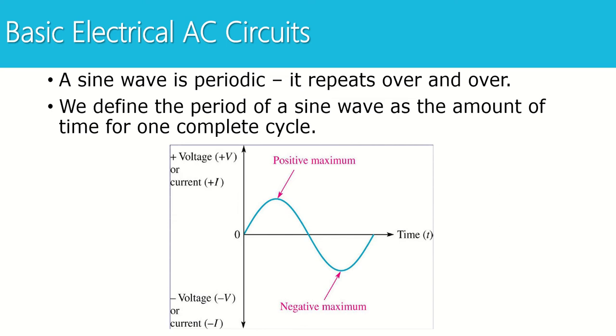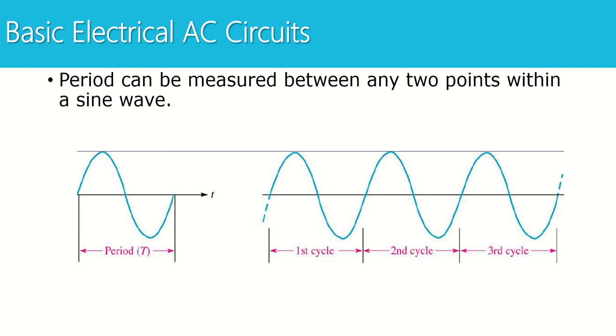Just a reminder that the period of a sine wave is the amount of time it takes to complete one cycle. That's the period of a sine wave. Period can be measured between any 2 points within a sine wave. For example, from the beginning 0 here, this positive going crossing here, to the next positive going crossing here. That's one period. Period is represented as a unit of time, and we use a capital T to represent period.